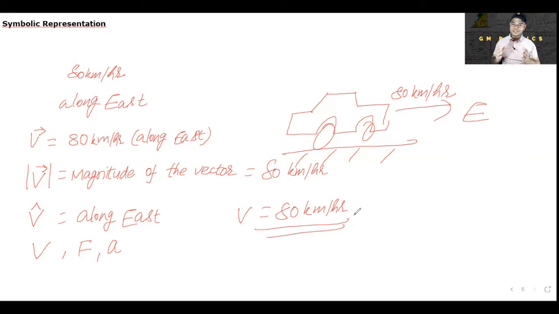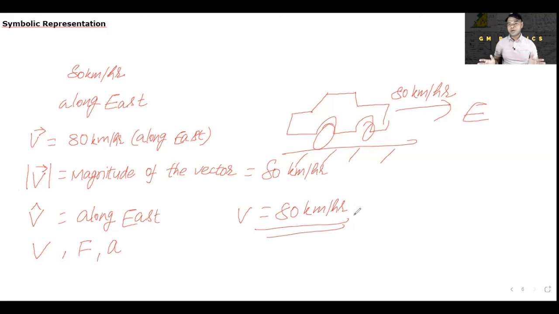All right, so this is all about symbolic representation. We use an arrow to represent a vector. How? The length of the arrow represents the magnitude. The direction in which it is headed shows the direction of that given vector. The length of the arrow must be proportional to the magnitude of the vector. It must be drawn to a scale, and the choice of a scale is completely yours.